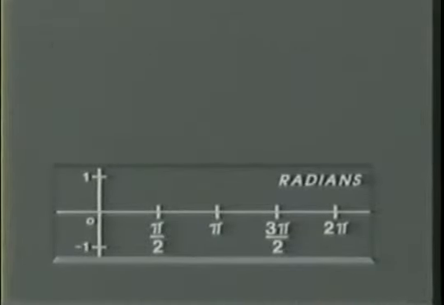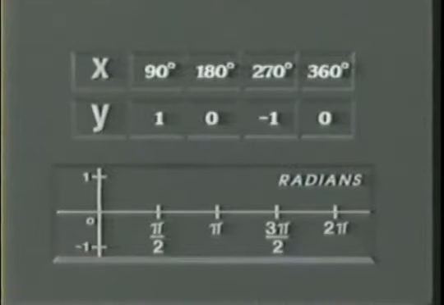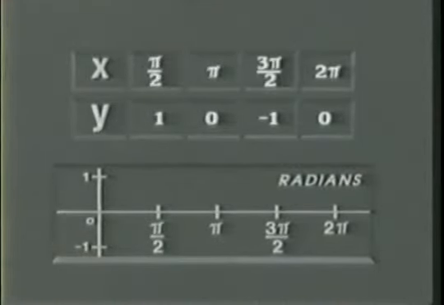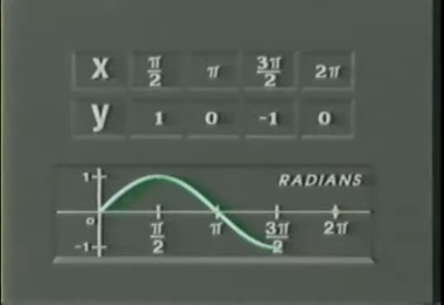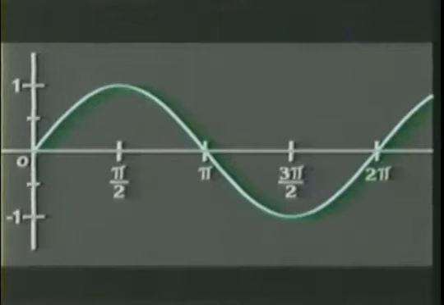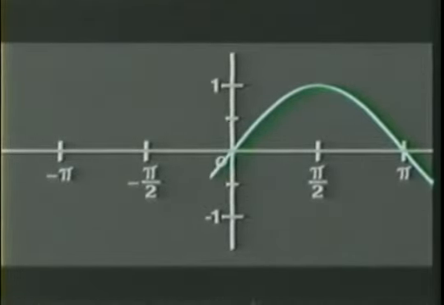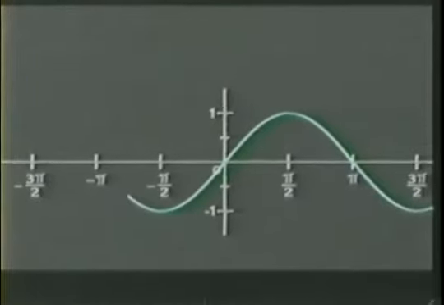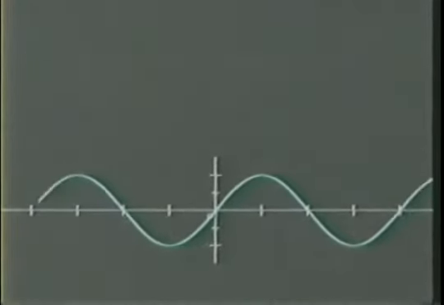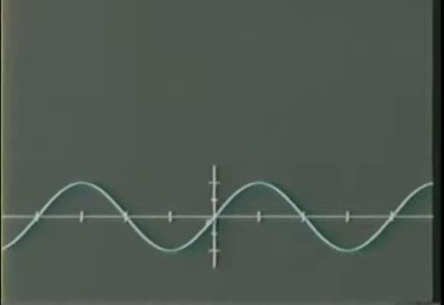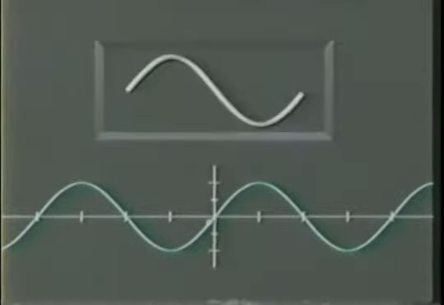Now it's simply a matter of establishing a table, using radians instead of degrees, plotting some points, and drawing the curve. We can also plot a curve for negative values of x. This part of the graph lies to the left of the y-axis. The sine wave is called periodic because the wave repeats at equal intervals. In this case, every 2 pi radians.